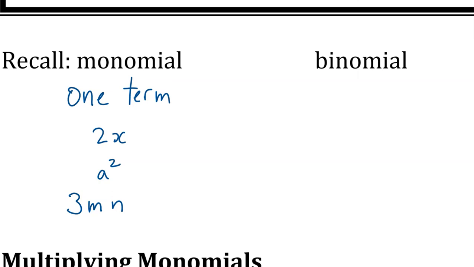What about binomial? What does that mean? It means two. Where do you know bi from? Anybody in here ride a bicycle? Why is it called a bicycle? Because it has two wheels, so bi means two, right? So two terms.